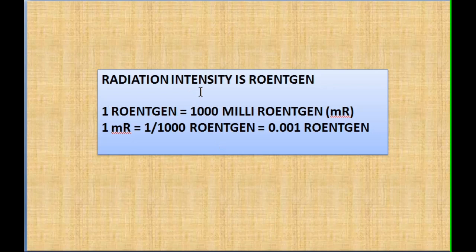So radiation intensity is in Roentgen. 1 Roentgen is equal to 1000 milli Roentgen, mR. So 1 milli Roentgen is equal to 0.001 Roentgen, or 1 divided by 1000 Roentgen.